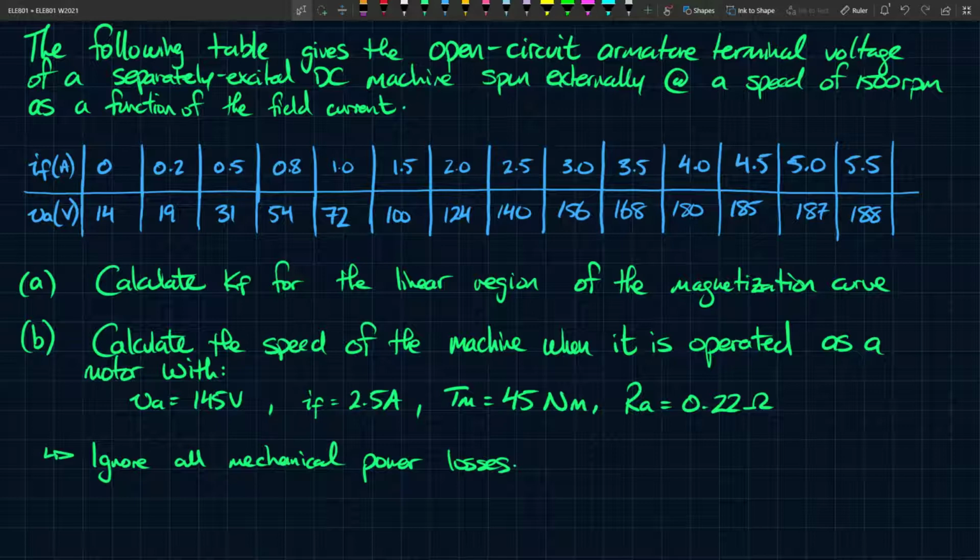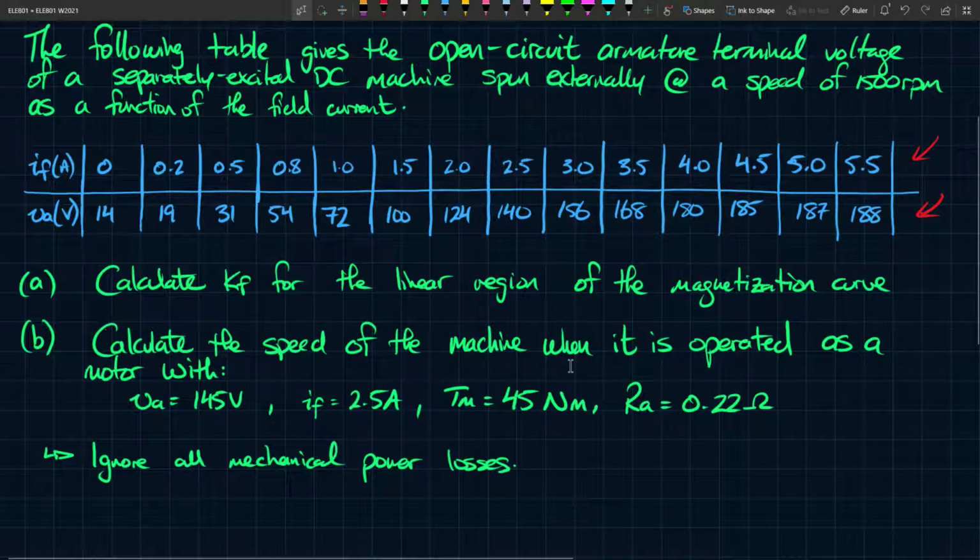But essentially we're given a set of test conditions, if you will. The following table gives the open circuit armature terminal voltage of a separately excited DC machine spun externally at a speed of 1500 RPM as a function of the field current. So you have your armature voltage as a function of the field current. Then it asks you to calculate Kf for the linear region of the magnetization curve, meaning we'll have to somehow determine what the magnetization curve of this set of parameters produces.